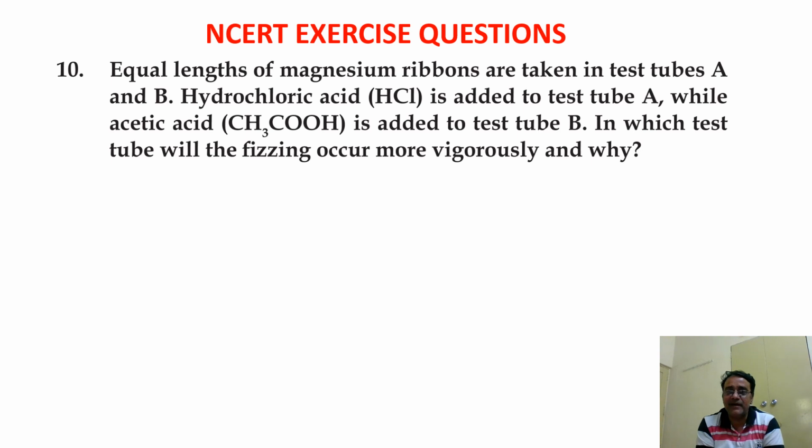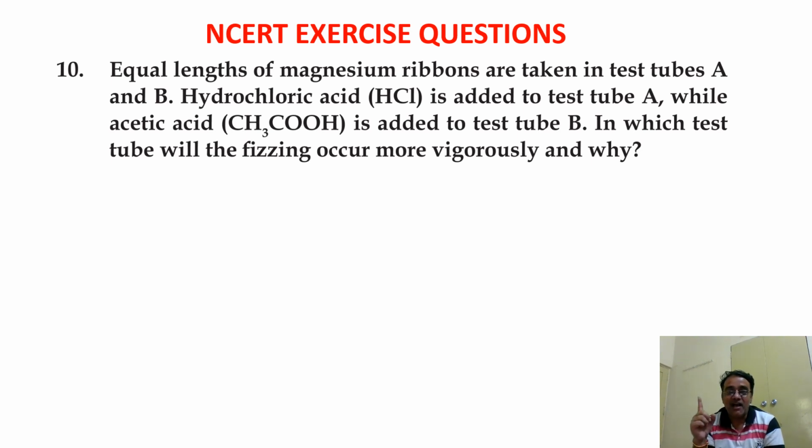Equal lengths of magnesium ribbon are taken in test tubes A and B. Hydrochloric acid is added to test tube A, while acetic acid, that is CH3COOH, is added to test tube B. In which test tube will the fizzing occur more vigorously and why? So definitely the fizzing occurs more vigorously in test tube A as compared to test tube B. Why? Because the concentration of hydrogen ions is more in test tube A than in test tube B.